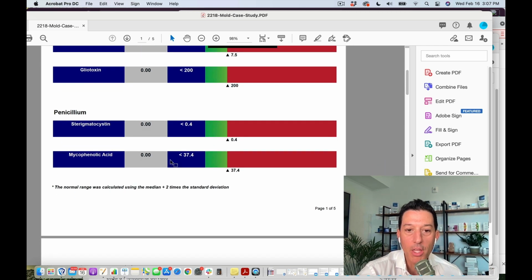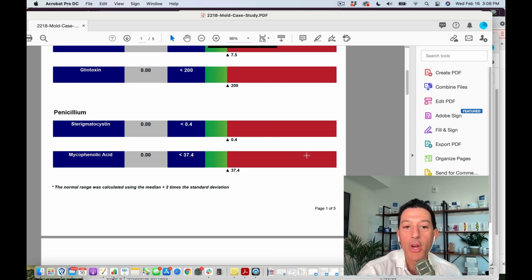The next set of mycotoxins falls under penicillium. These are also mainly airborne, just to let you know. They can also be part of foods. I'm not saying they can't, they can, but they're not as common, that's all. So this is stearomycin and mycophenolic acid. Both of these are mycotoxins of penicillium.